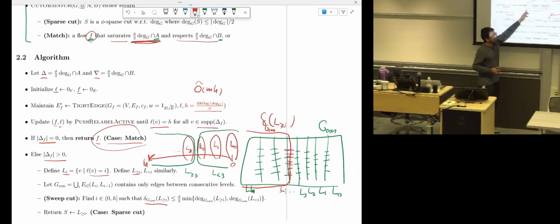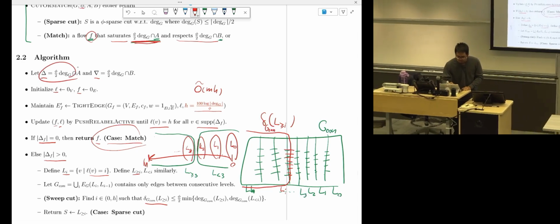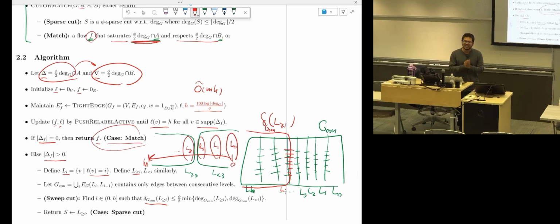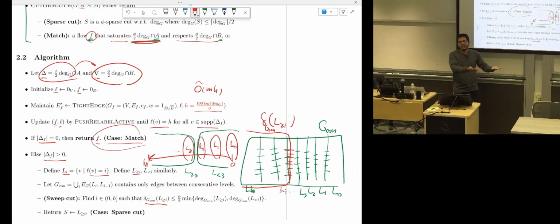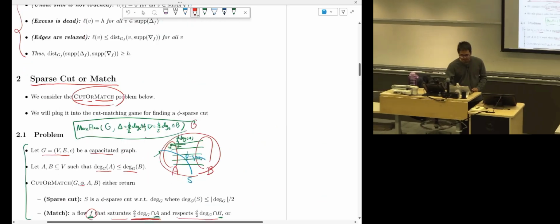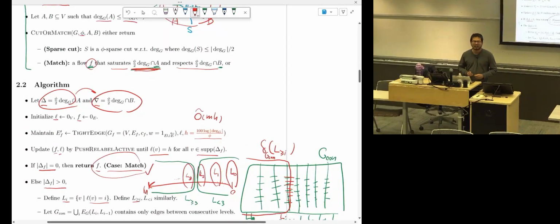F is always a pre-flow. It's basically a flow with some excess. And we try to send flow from this source to this sink. But once there is no excess left, it just means that we successfully saturate all this flow from the source, and we respect the sink. So in this case, there's not much to prove. We are done.